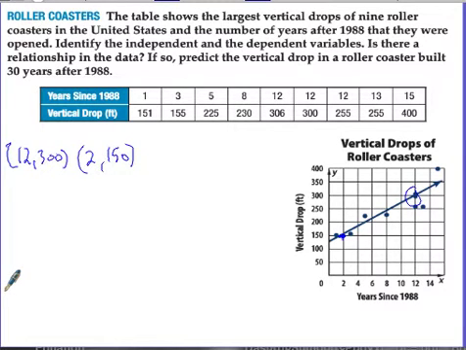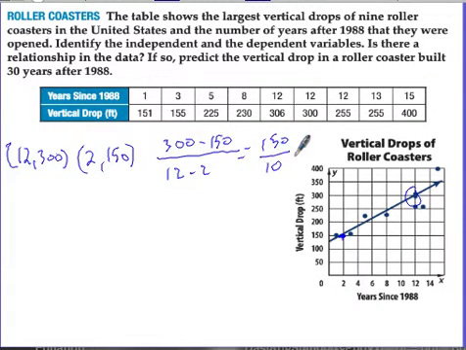The first thing I need to do is find the slope. Let's keep it positive: 300 minus 150 over 12 minus 2. So 300 minus 150 is 150, over 10, which is 15. So 15 is the slope.